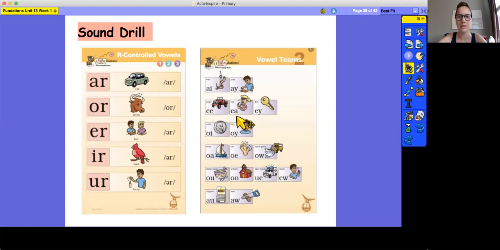E A, eat, e. E Y, key, e. O I, coin, oi. O Y, boy, oi. O A, boat, o. O E, toe, o. O W, snow, o. O W, plow, ow. O U, trout, ow. O U, soup, oo. O O, school, oo. U E, blue, oo. U E, rescue, you. E W, chew, ew.